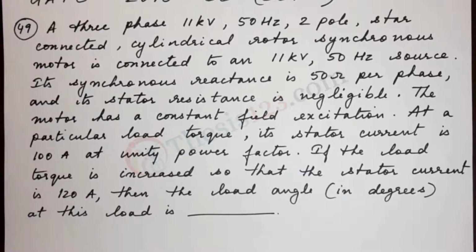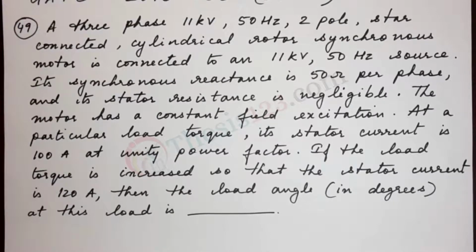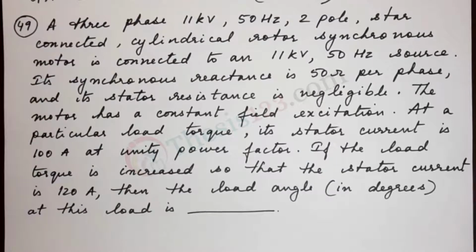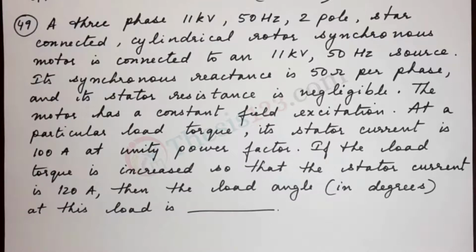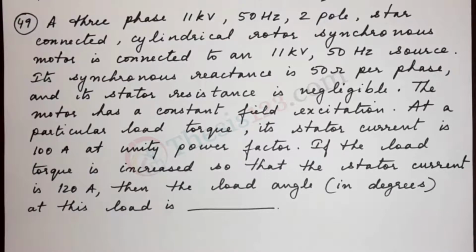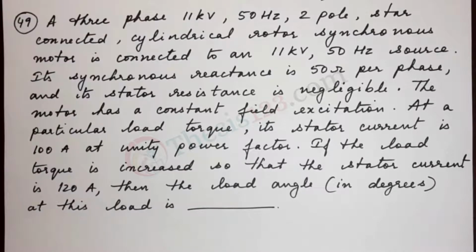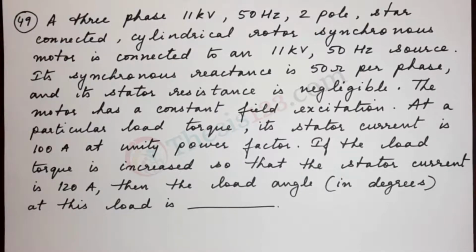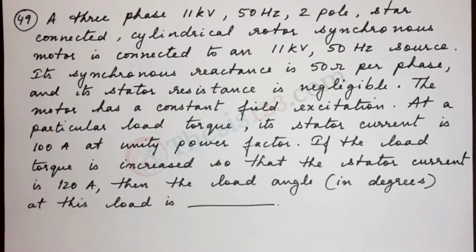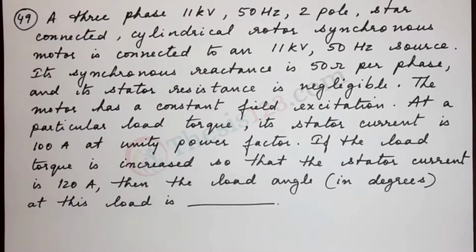The motor has a constant field excitation. At a particular load torque, its stator current is 100 amps at unity power factor. If the load torque is increased so that the stator current is 120 amps, then the load angle at this load is dash. Alright, first step, let's put down all that's given to us.